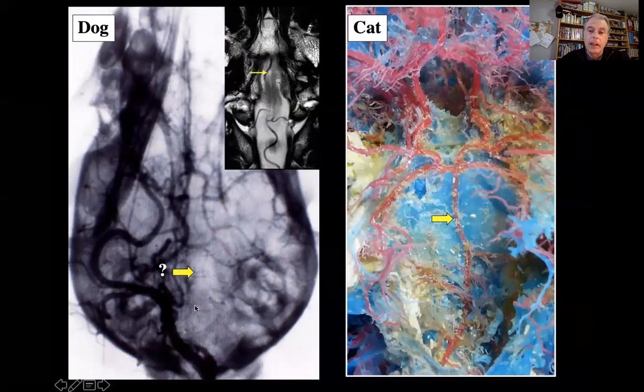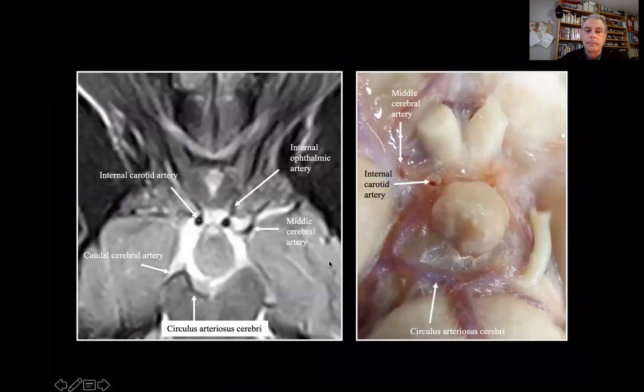Okay, now we have explained why this basilar artery cannot be identified in an angiography. However, it's very easy to identify the basilar artery when we perform MRIs. Remember, the cat has this basilar artery as well. So we continue focusing on this region. So we see the internal carotid arteries, and this artery that runs rostrally is the internal ophthalmic artery that runs parallel to the optic nerves. We will see this artery in other images.